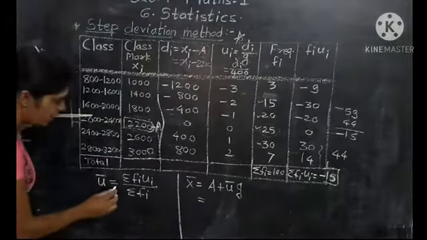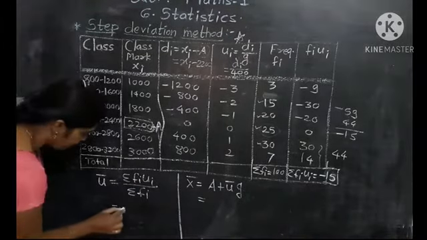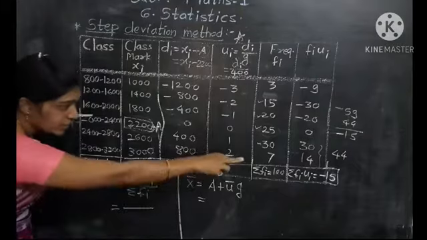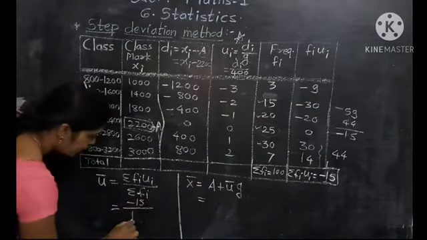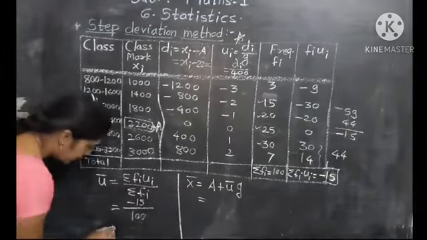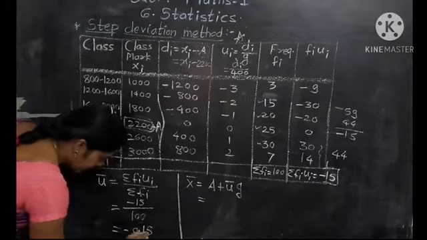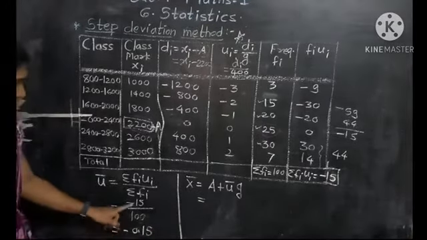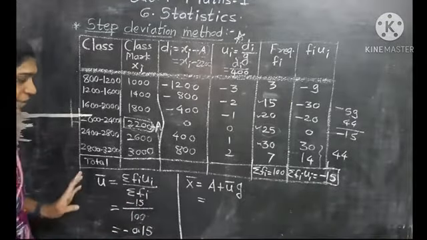Now u bar is equal to summation fi ui divided by summation fi. Summation fi ui is minus 15 upon summation fi, here 100. Okay. Means the answer is minus 0.15. 100 divided by 2 decimal places, after that we have to put the decimal.